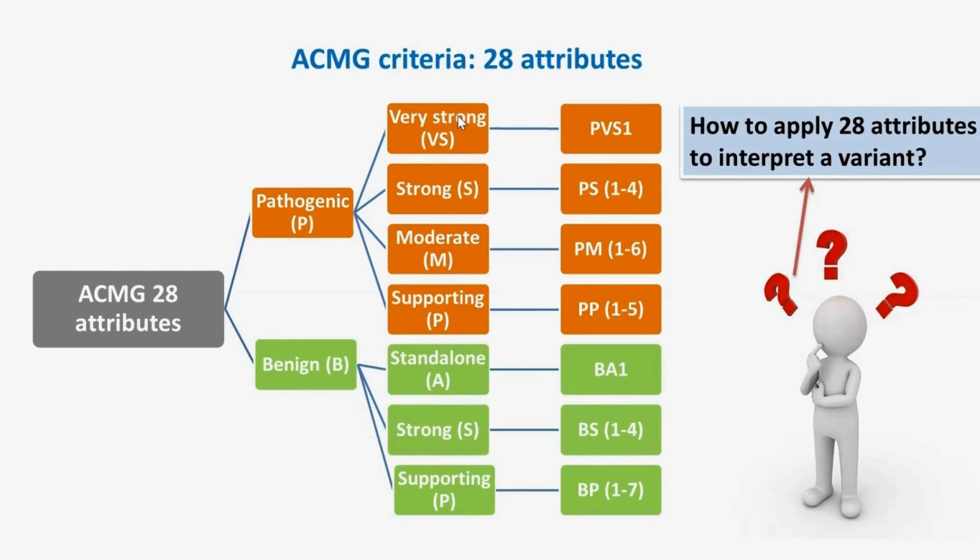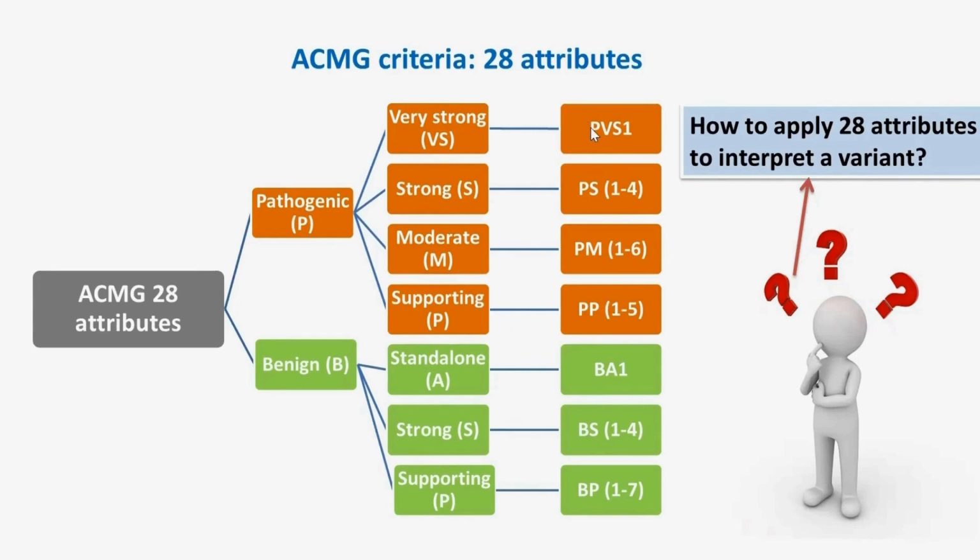Meaning, if evidence for pathogenicity is very strong, it will be denoted as VS. For strong, S. For moderate, M. And for supporting, P. Likewise, in benign, if it is standalone, it will be denoted as A. If evidence is strong, it is S. And for supporting, it will be P. So now we will see how these attributes have been named.